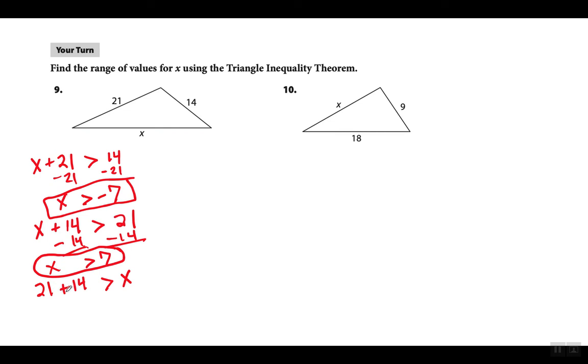And in the last one, when I add these two numbers, I'm going to get, so always read it starting with the variable. X has to be less than 35.